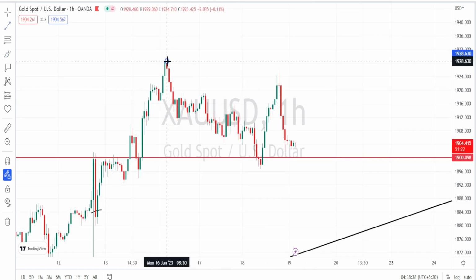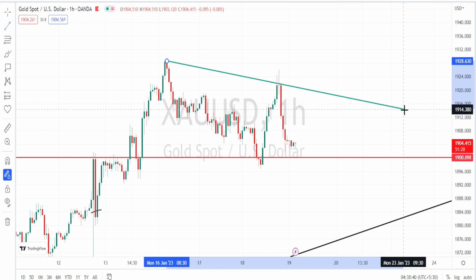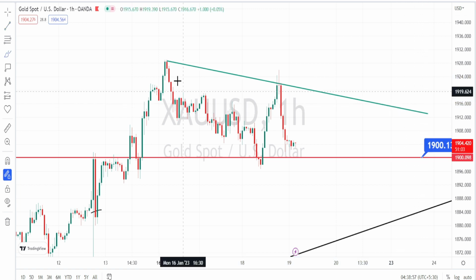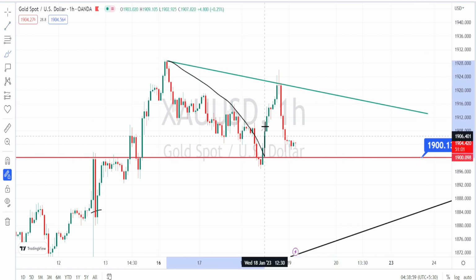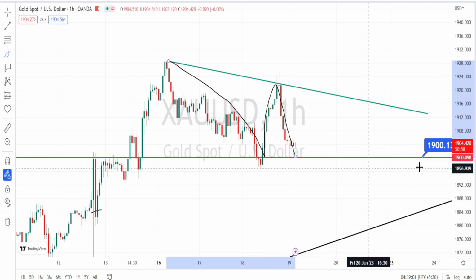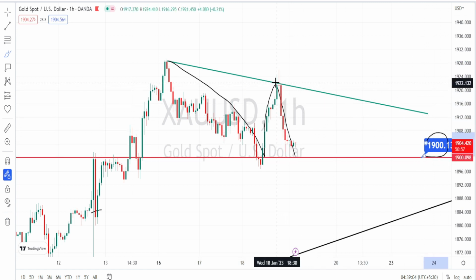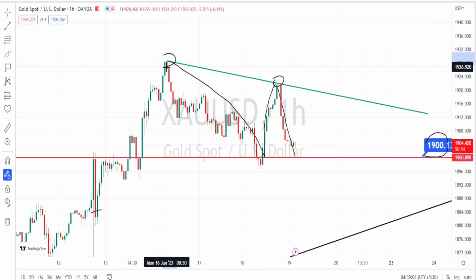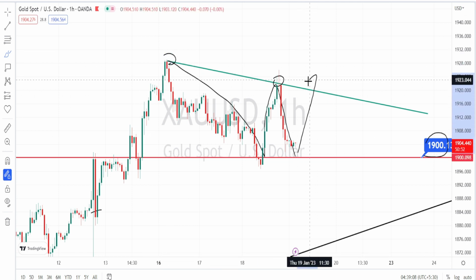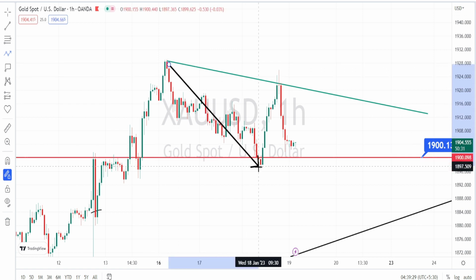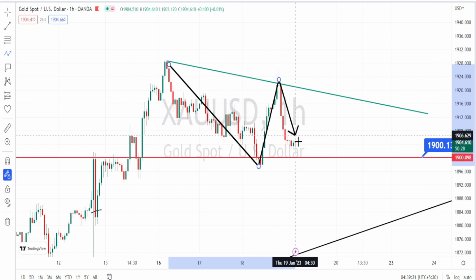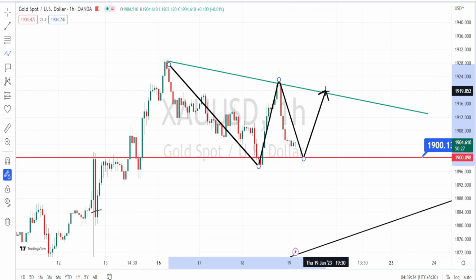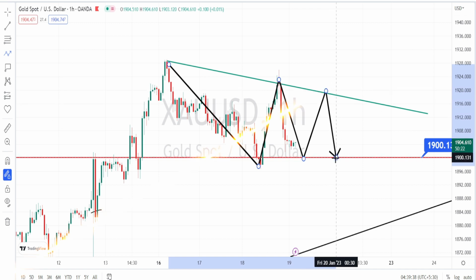So I would recommend you to draw a resistance line for the hourly time frame and wait for the price action to give a breakout from this support level of 1900 or the resistance line from the hourly time frame in order to enter into the directional trade in the hourly time frame. And the current trend of the price action in the hourly time frame is a consolidation within this resistance line and the support level from the daily time frame.